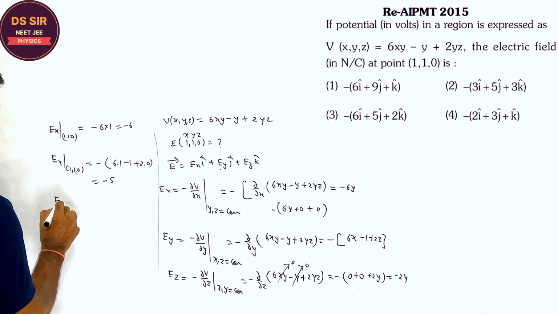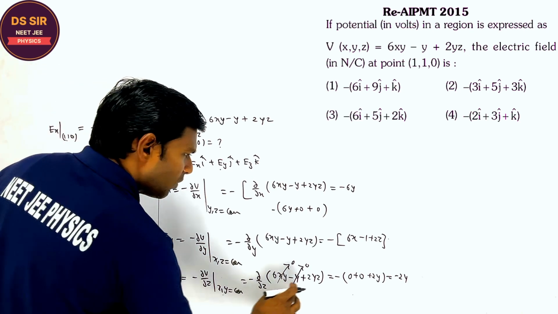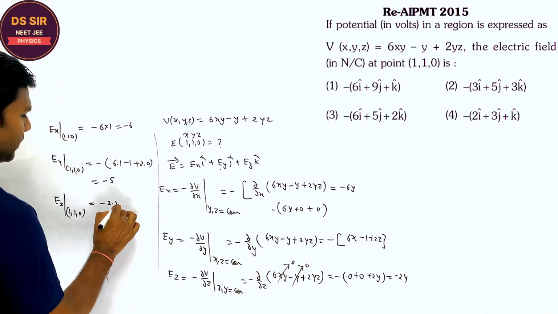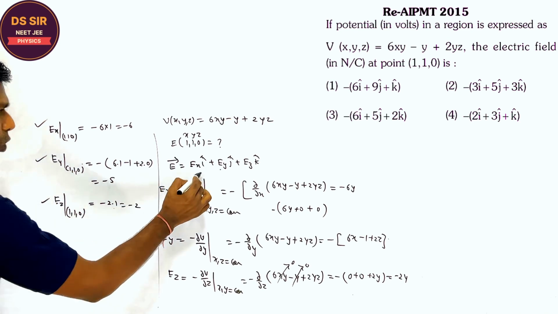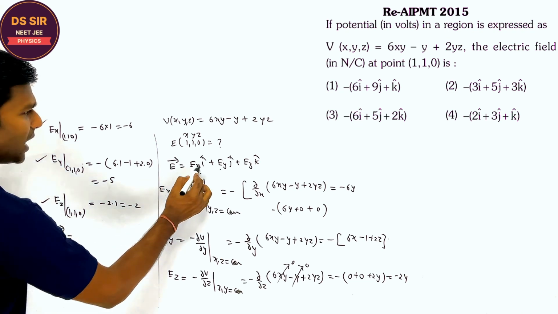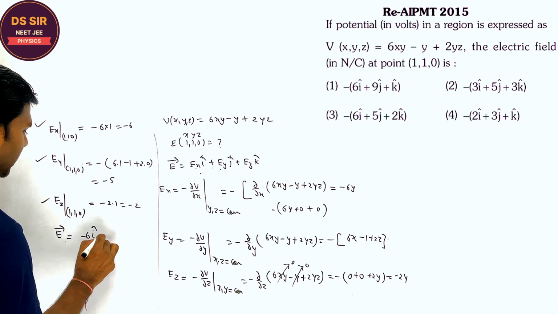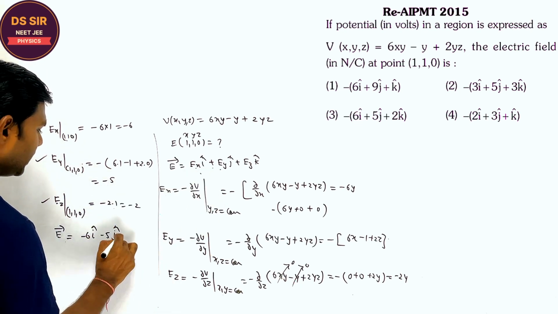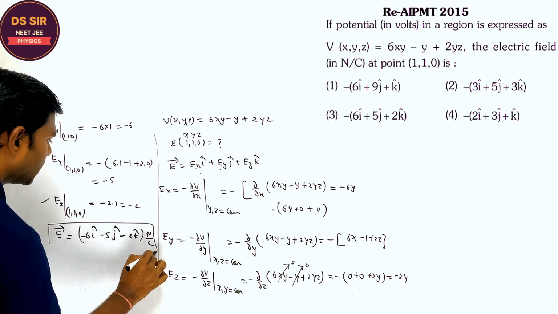In the same way, Ez at 1 comma 1 comma 0 is minus 2 into y, where the y value is 1, so it is equal to minus 2. So these are the Ex, Ey and Ez components. Therefore the electric field is Ex i cap plus Ey j cap plus Ez k cap. So Ex is minus 6 i cap, minus 5 j cap, and minus 2 k cap, in Newton per coulomb, the electrostatic field.